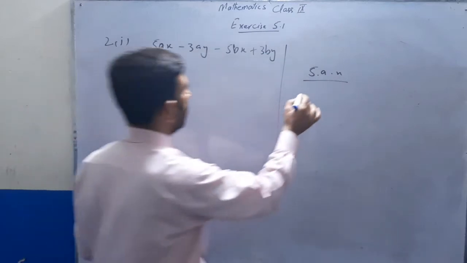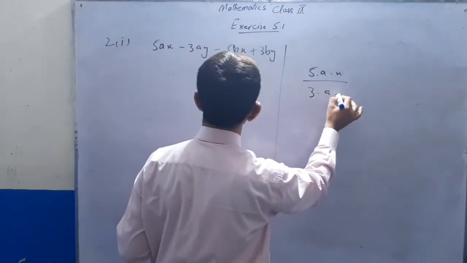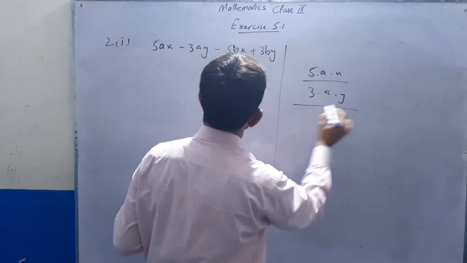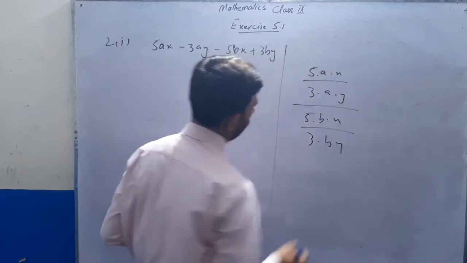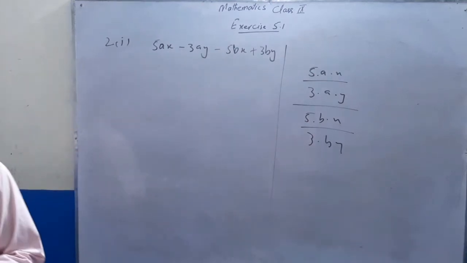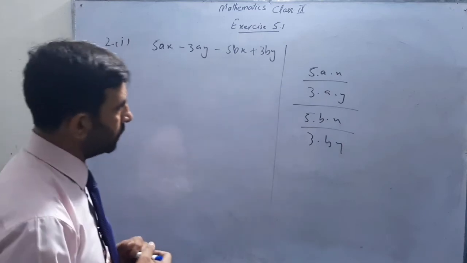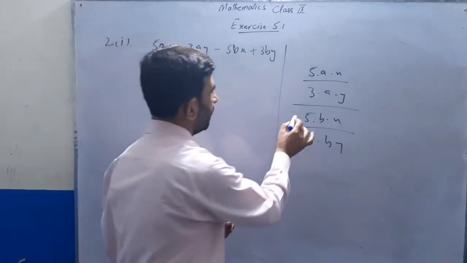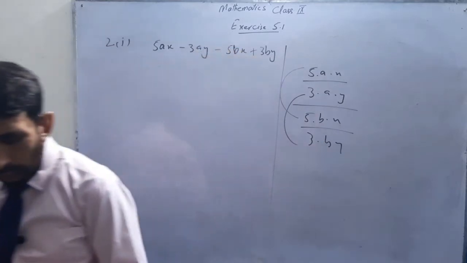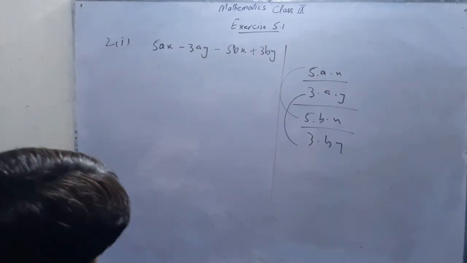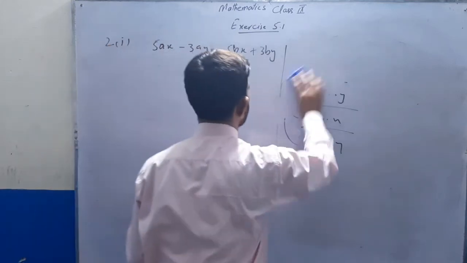So here break down 5ax, then the minus sign is over here. We will draw a line over here. It becomes 3ay, and then 5bx, and then 3by. Look, no number is common in all the four terms. Like 5 is common in these two, 3 is common in these two. So no number is common in all the given four terms, so a different method will be used.